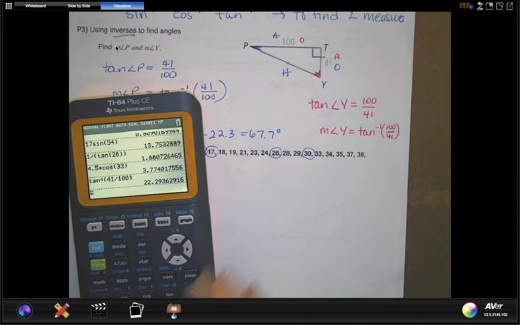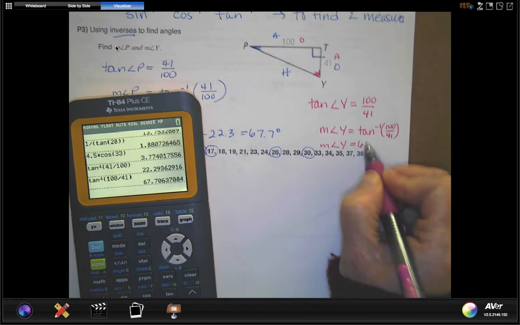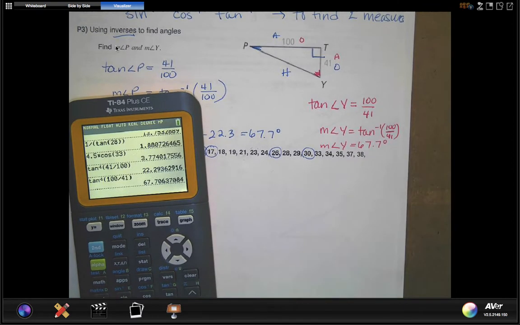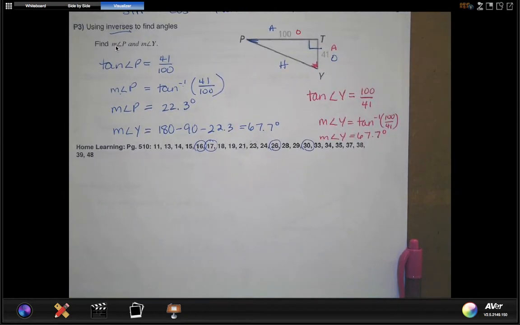So I would go in here, and my measure of angle y would be 67.7, which is what I had anyway. And then I could also find p from this one as well. Okay? All right, I've got a couple homework problems here that we'll do together.